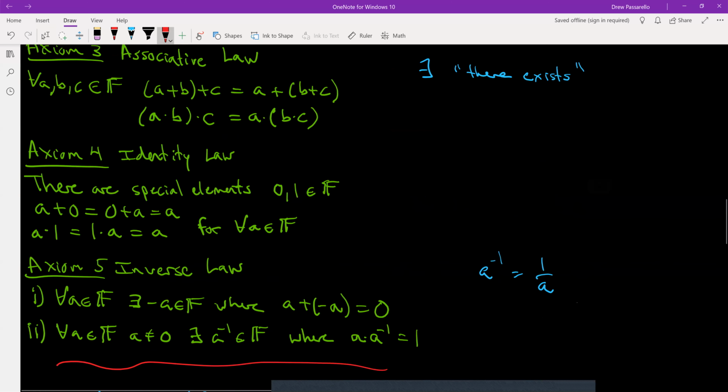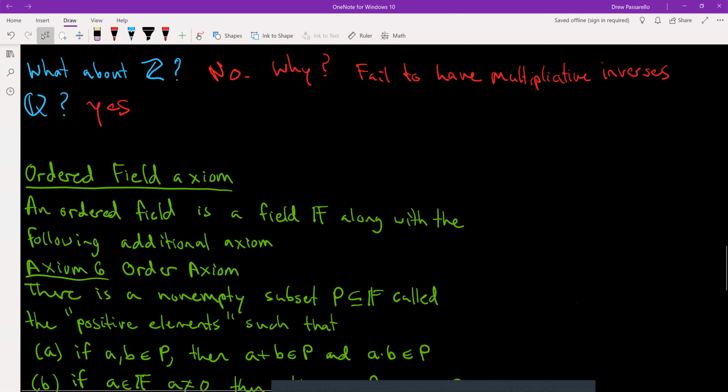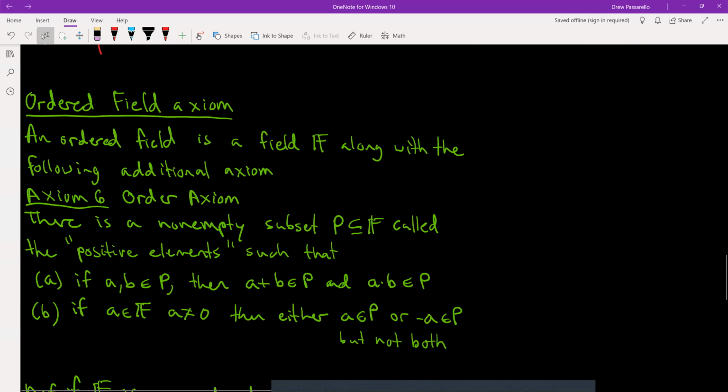Okay, so that's fields. Now an ordered field, an ordered field axiom. So an ordered field is a field F along with the following additional axiom. So we have those 5 axioms along with the 6th axiom called the order axiom. And again, this is citing from J. Cummings' textbook. So there's a non-empty subset P.